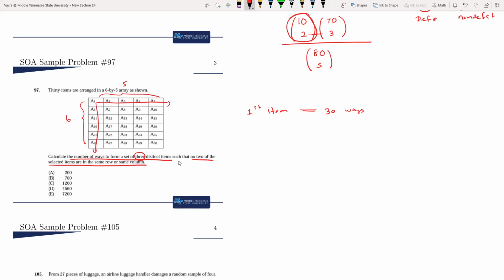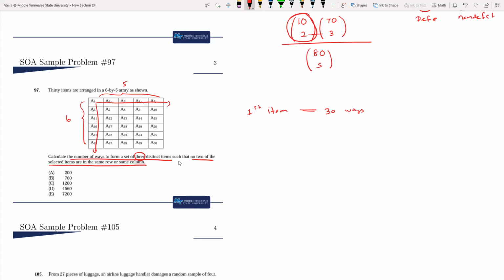So then once you choose that, how many remaining cells are there for you to choose? Of course, it should be one of these columns, one of these rows. So you are left with those columns and those rows. If I count this, 1, 2, 3, 4, 5, 6, 7, 8, 9, 10.